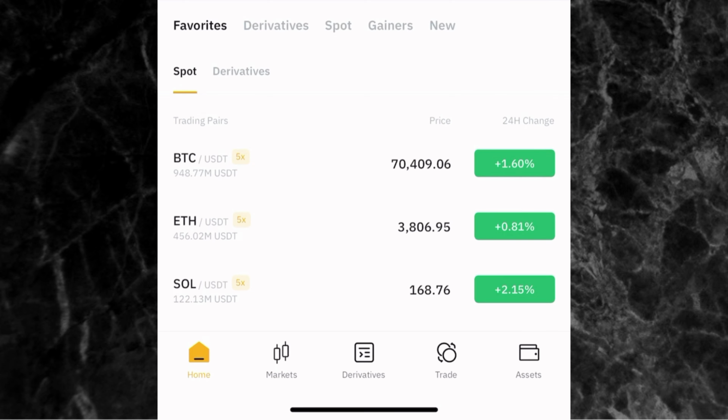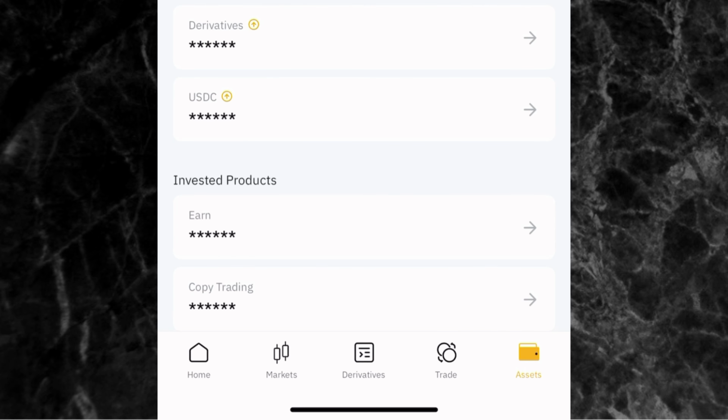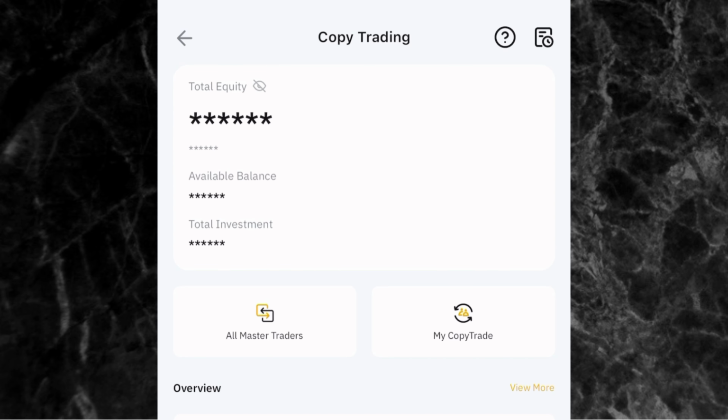Now, you can see I'm back on the home page right here. And at the bottom side of the screen, just click on the Assets menu right here. And if you scroll down at the bottom side of the screen, you see where you have Copy Trading. So you see right here, just click on it. And right here, you can track your copy trading investment. You can track how your money is going up and how your money is going down. You can track all the trades the master trader is taking and how you're making profit or loss.